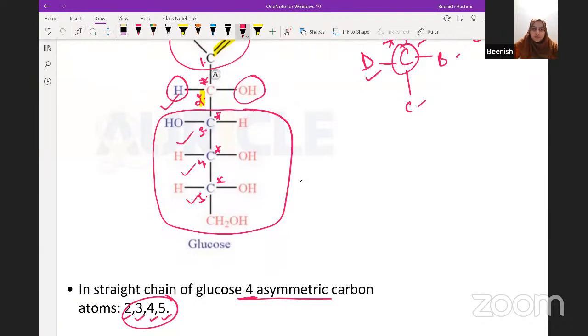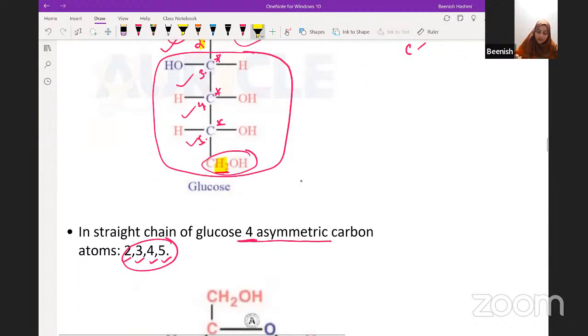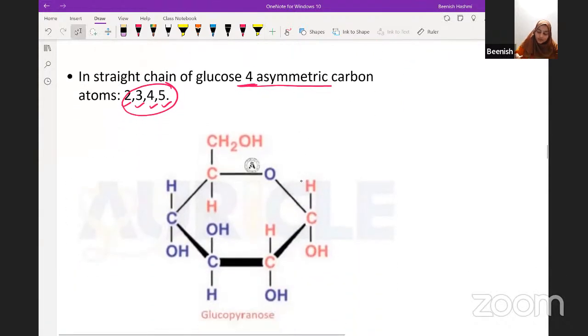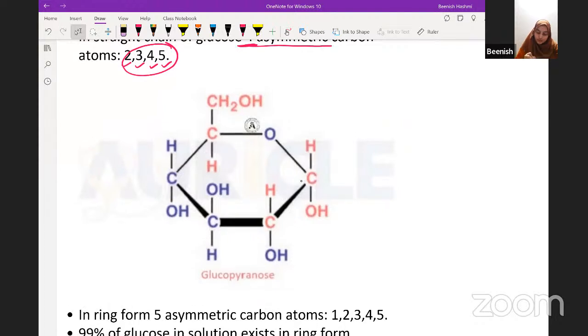They have 4 different groups attached, so they are chiral carbons. But this carbon, carbon 6, as you can see, has 2 hydrogen atoms. So the condition of 4 different groups being attached to the carbon will not be satisfied. So again, carbon 6 is not a chiral carbon. But talking about the ring structure of glucose, that is glucose existing in the form of a ring, glucopyranose.